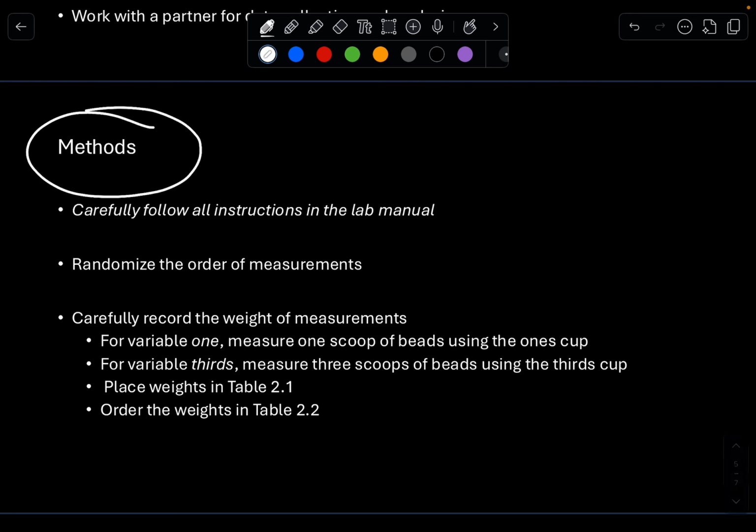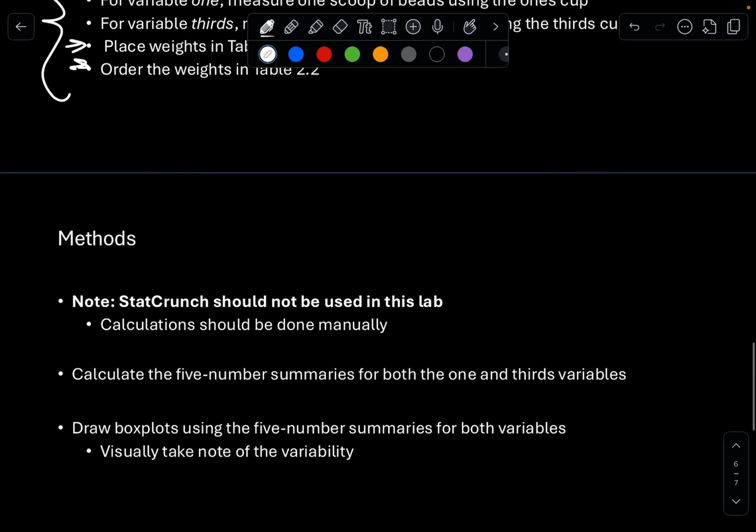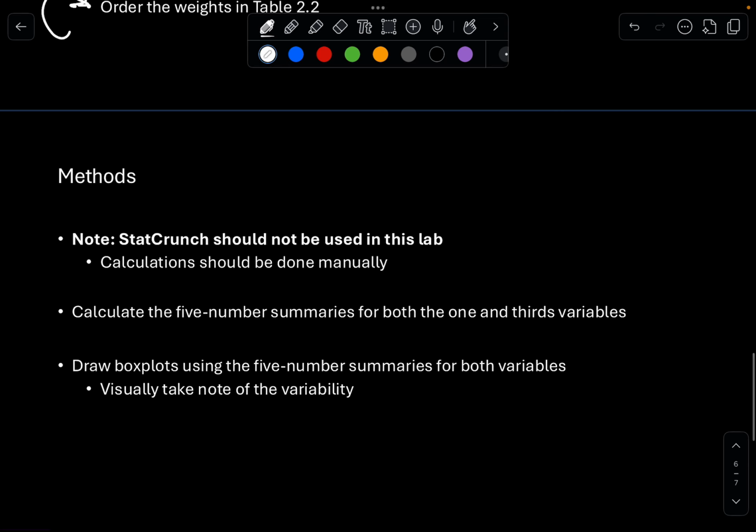So here are the methods that I just discussed. Randomize the order, get your weights using the cups, pretend like you're baking, right? And you want to get as exact as possible. Place your weights in 2.1, order the weights in 2.2. You're going to do this by hand, right? So you do not need StatCrunch because on an exam, you'll have to calculate these things by hand. Table 2.3, you'll do the 5-number summaries and draw box plots.